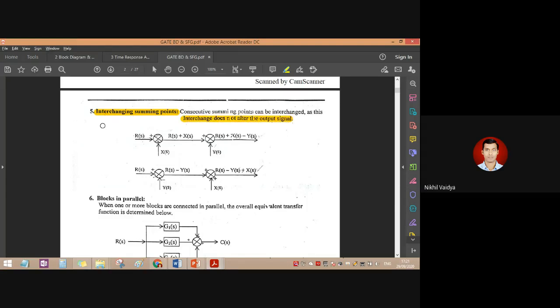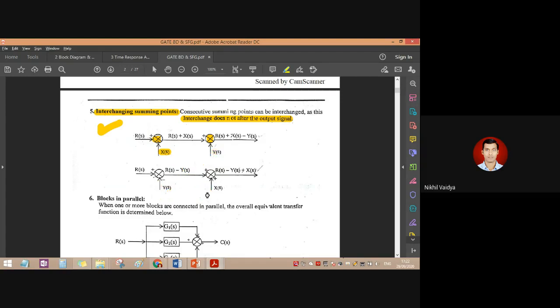So what is the rule for interchanging the summing point? It is very simple here. Simply we can just interchange them. See here, in this particular summing point, what is the input? X of s. In this particular summing point, what is the input? Y of s. Now they have simply changed. See, Y of s is just shifted here and X of s is just shifted here. All remaining values are same.